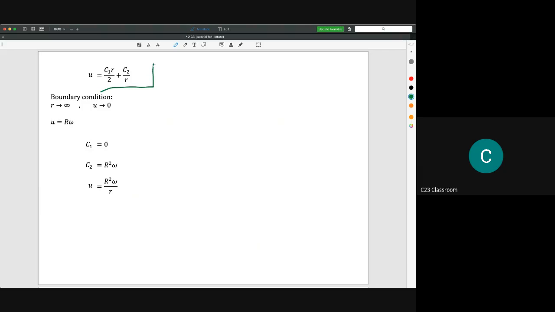So what you need to do is find the constants C1 and C2, and it will depend on the boundary condition. Okay, so for the boundary condition, we found that when r is infinity, the value of U becomes 0. So this is the R1, so we get C1 is equal to 0.